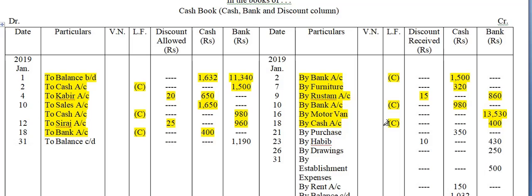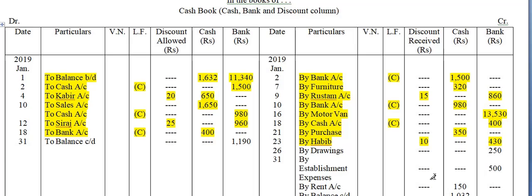21st, purchased goods for cash. By purchase, cash column. Paid by check to Habib, received a discount from him. So you are making the payment to Habib by check. So by Habib account 430. This is a discount received amount.